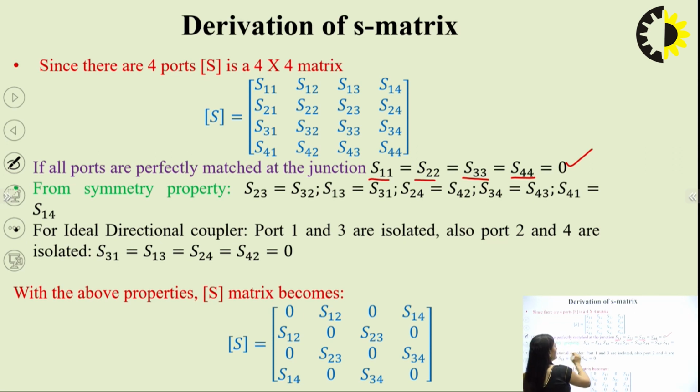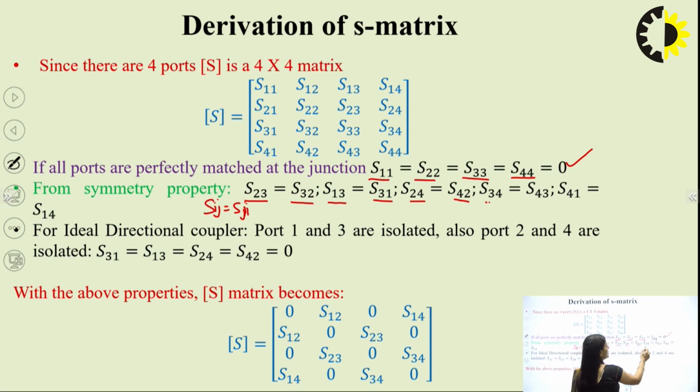From the symmetric property, what is symmetry? S of ij is equal to S of ji, right? So S23 is equal to S32, S13 is equal to S31, S24 is equal to S42, S34 is equal to S43, S41 is equal to S14. And it is the ideal directional coupler.